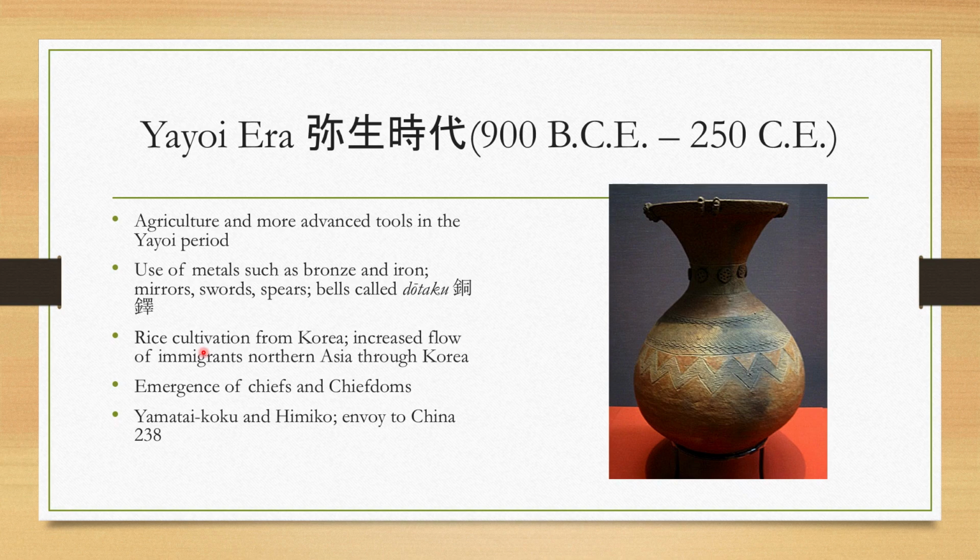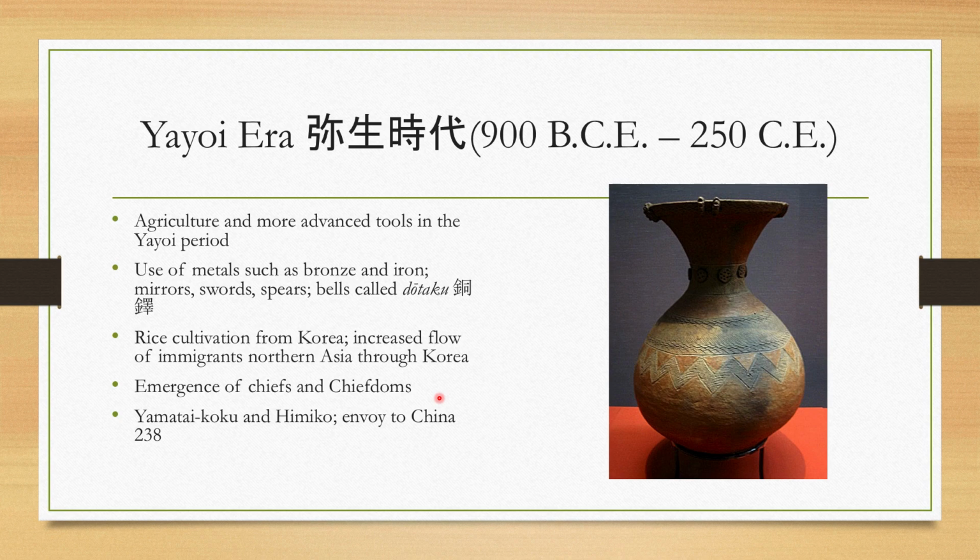And rice cultivation and these other technological advancements also created the beginnings of simple class divisions in society. And society becomes more hierarchical. You have the emergence of chiefs and chiefdoms, people who would own most of the land probably, and then other people would work for them, and society would be centered around them.